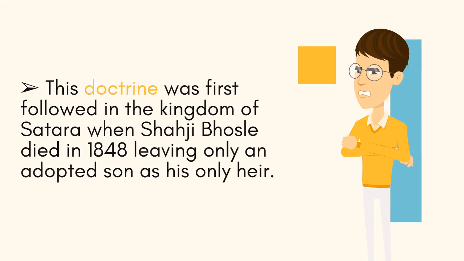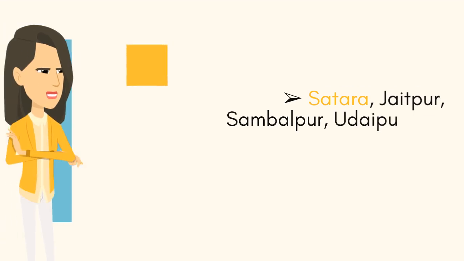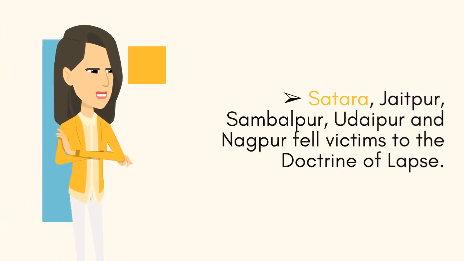This doctrine was first followed in the kingdom of Satara when Shaji Bhosle died in 1848, leaving only an adopted son. Satara, Jodhpur, Sambalpur, Udaipur and Nagpur fell victims to the doctrine of lapse.